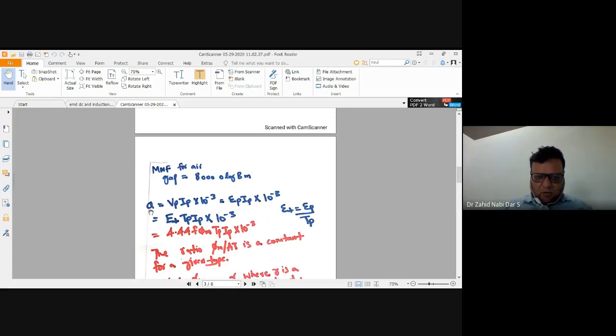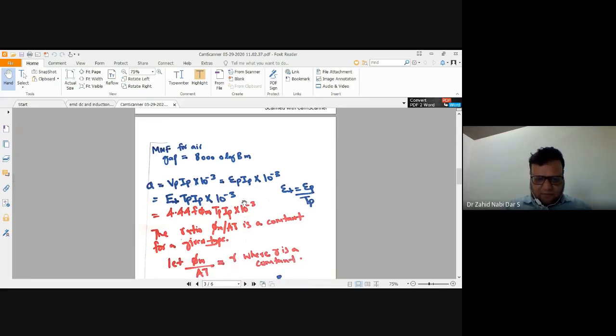Now again your Q is equal to Vp into Ip in 10 power minus 3. Ep you can express in terms of Et. Et is Ep by Tp, so Ep you can write Et into Tp. So here Et into Tp in 10 power minus 3. This is also one form of expression.